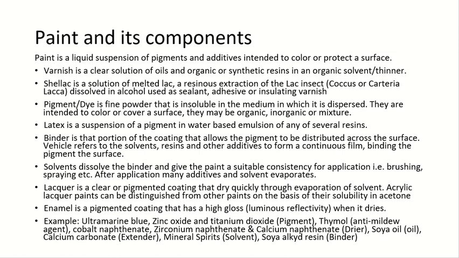Now, paint and its components. So we all know paint is used for coloring or the protection of any surface. It is the liquid suspension of pigments and additives. The components of paint are: varnish is a clear solution of oil or resins in an organic solvent.